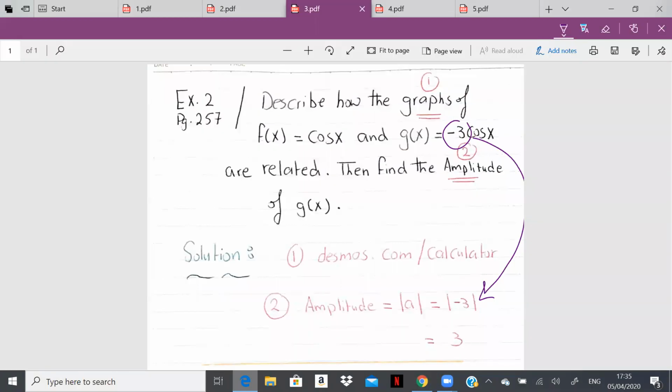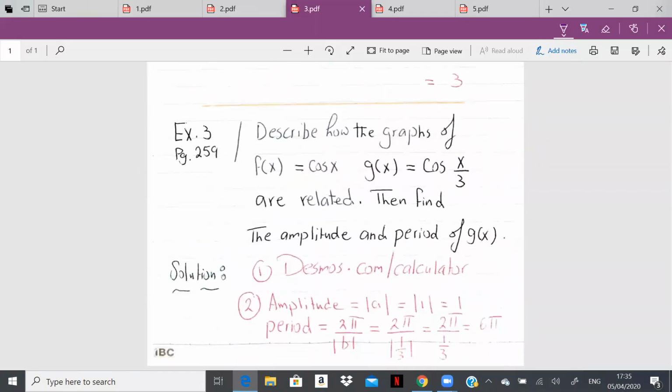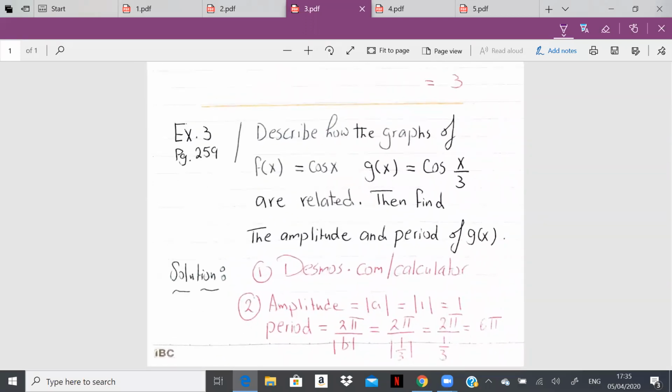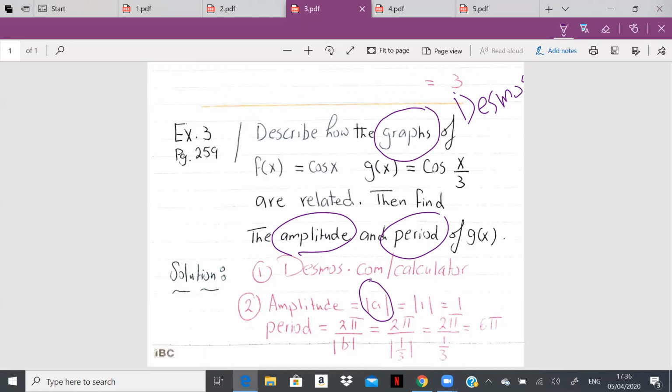Let's go to example number 3. Okay, in this example, actually, he's asking you about another thing. He's asking to graph this part, so you're going to do it on the calculator. And the second part, he's asking for amplitude and the period. How can we find the amplitude? The rule of the amplitude is absolute value A, always for sine and cosine. What is the value in front of this one? It's 1, written in front of you. So the amplitude equals 1.